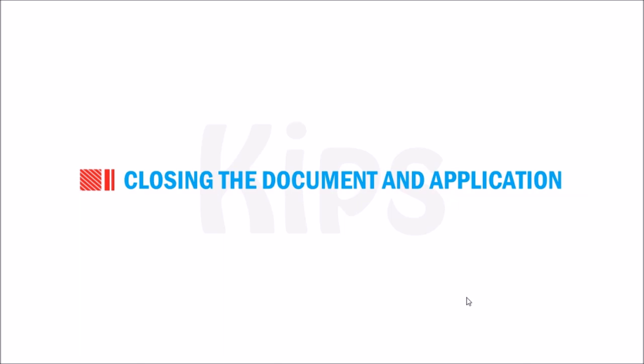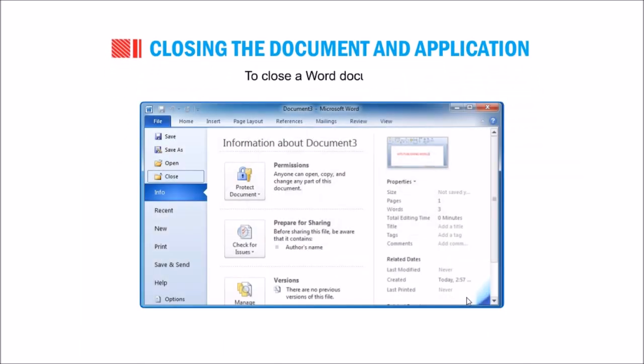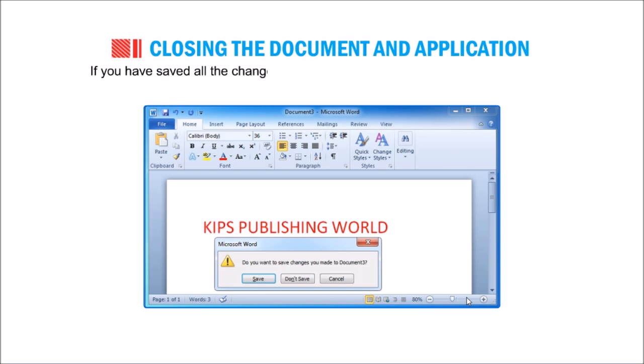Okay, now we will discuss closing the document and application. To close a Word document, click on the File tab and select the Close option. If you have saved all the changes made in the document, then the Word document closes immediately.